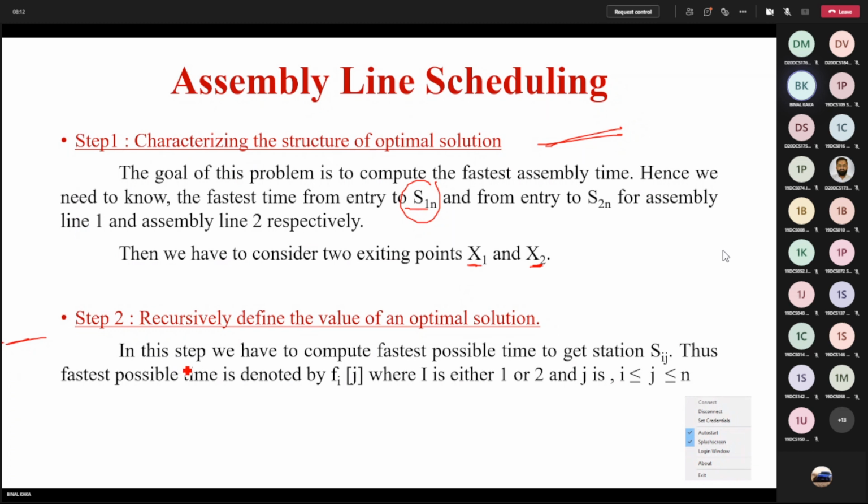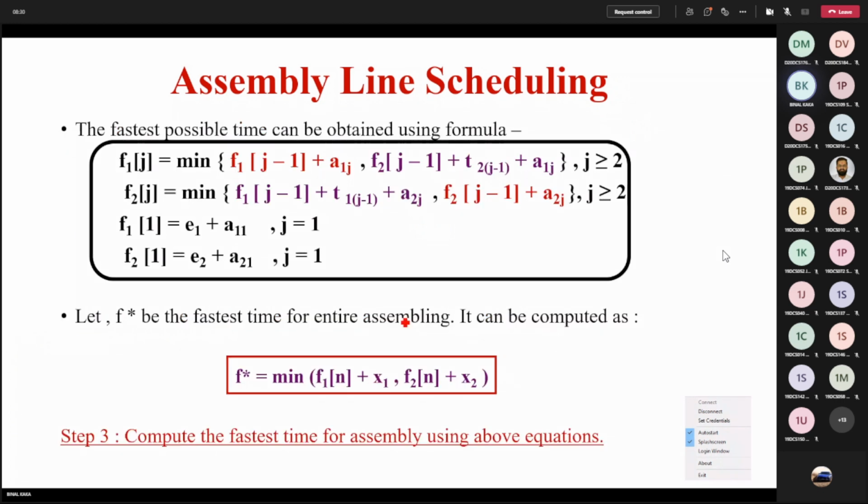Step 2: in this step we have to compute the fastest possible time to get to station S(i,j). The fastest possible time is denoted by f(i,j), where i is either 1 or 2 and j follows this condition. Let's see according to the example, you will get a better idea. The fastest possible time can be obtained using this formula, so you have to remember this formula.